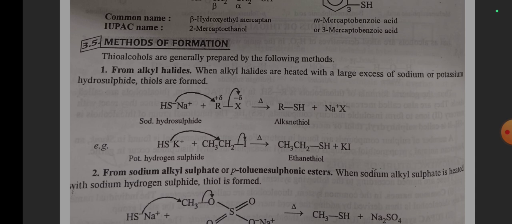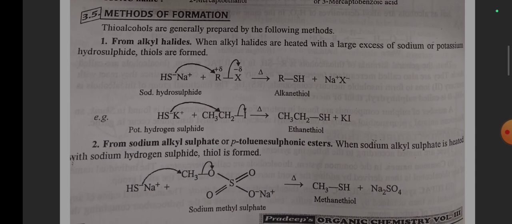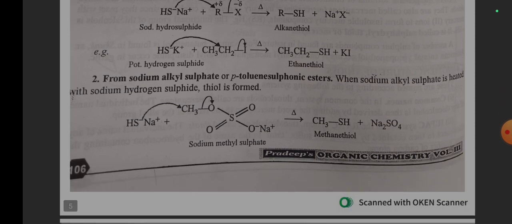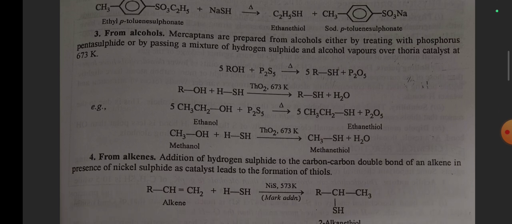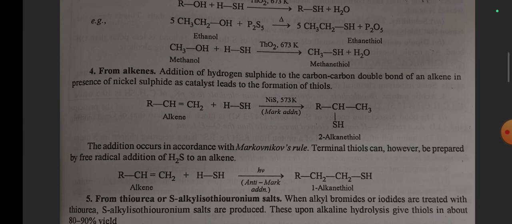Methods of formation. Thioalcohols are generally prepared by the following methods. From alkyl halides: when alkyl halides are heated with a large excess of sodium or potassium hydrosulfide, thiols are formed. From sodium alkyl sulfate or para-toluene sulfonic ester: when sodium alkyl sulfate is heated with sodium hydrogen sulfide, thiol is formed. From alcohols: mercaptans are prepared from alcohols either by treating with phosphorus pentasulfide or by passing a mixture of hydrogen sulfide and alcohol vapors over thoria catalyst at 773 Kelvin.